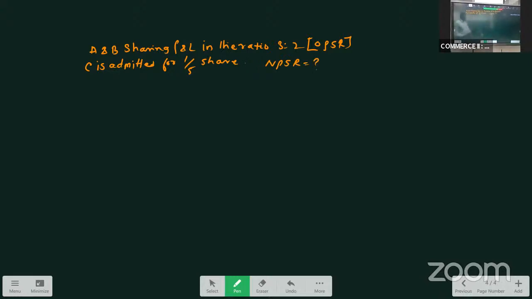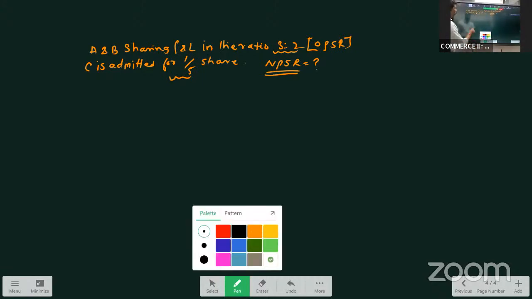Hope the question is very simple and you can expect this in exam. Okay, the similar pattern question you can expect in exam. What is the information given? Old profit sharing ratio is given and the share given to the new partner is given, and it is asking us to calculate the new profit sharing ratio. Okay, so let us see how do we do that.